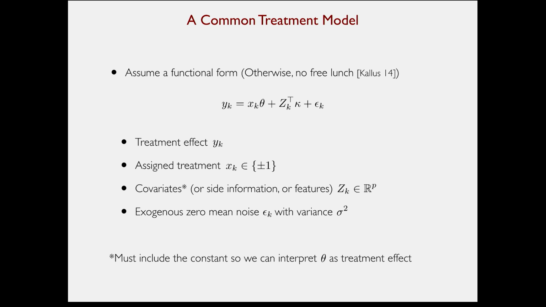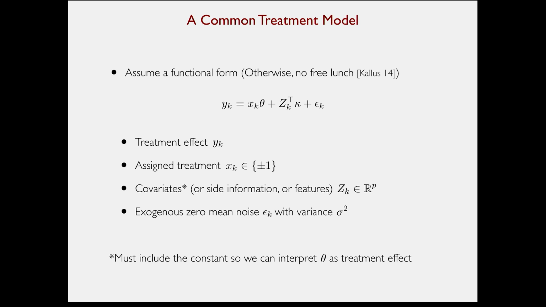Yeah, so k is indexing subjects or patients or impressions or whatever you want to call it. Remember, think of the canonical example where a patient comes in and you assign the patient a treatment. I'm indexing those patients by k. What's kappa? So kappa is an unknown vector. So what do we know in this model? Other than the fact that it's linear, we know nothing. So we don't know what kappa is, and we don't know what theta is. Theta is a scalar, kappa is a p-dimensional vector, and we don't know either.